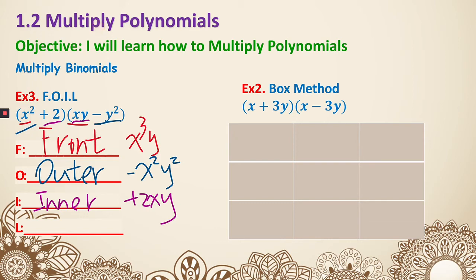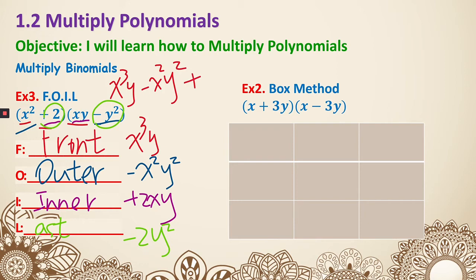And lastly, we have last. So we have this plus 2, which is the last in the first parenthesis, and this negative y squared. That is going to be negative 2y squared. Then we just need to put them all together. And that will give us the final answer, which is x cubed y minus x squared y squared plus 2xy, then minus 2y squared. And then we're done.